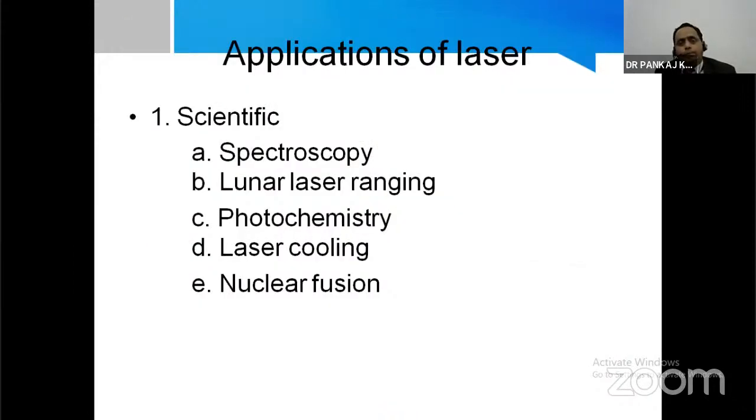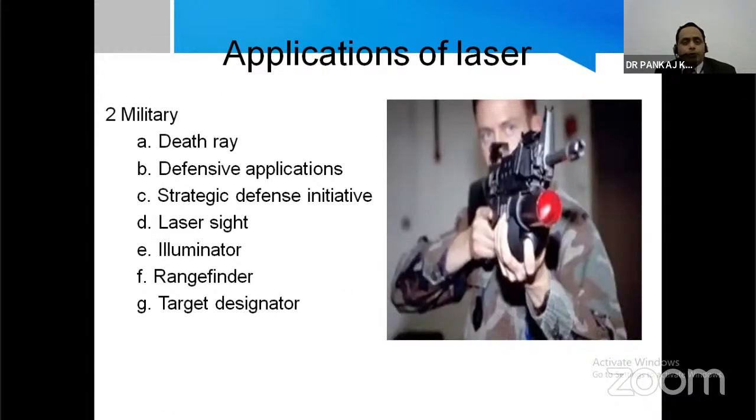If you look at the applications of the laser, it is a very interesting phenomenon. Lasers are used in scientific fields such as spectroscopy, lunar laser ranging, photochemistry, laser cooling, and nuclear fusion. In the military, laser rays are also known as death rays, with defensive applications, strategic defense initiative, laser light illuminator, rangefinder, and target designator.